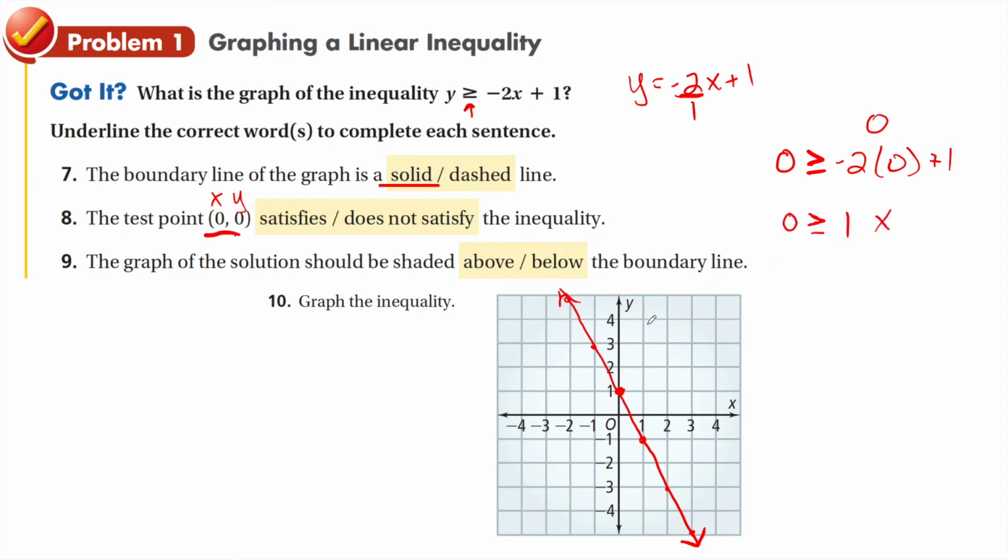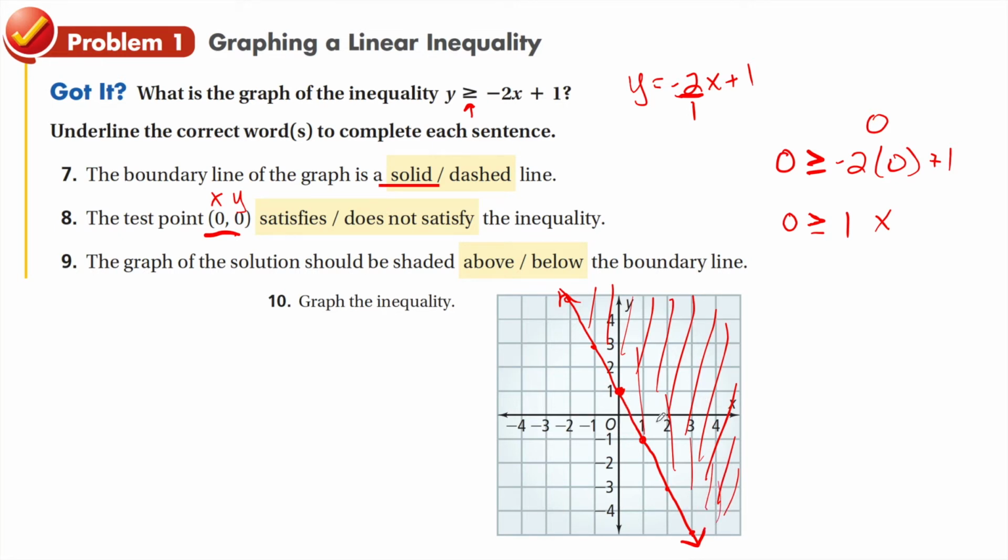It's not. Right? So we know that we can't shade towards that 0, 0, so none of these points can be shaded in, but we can now shade in everything above the line, because everything above the line will make sense.